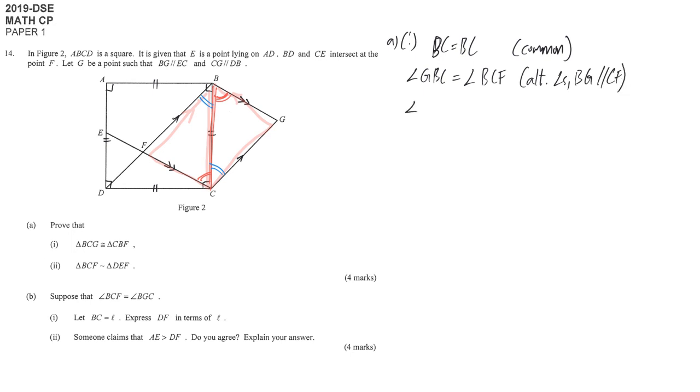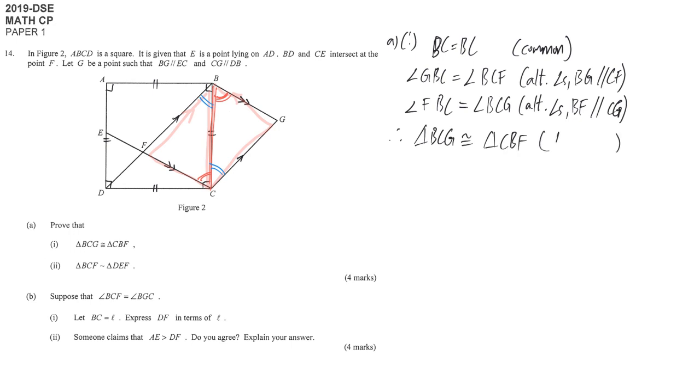And then we can also write down the blue angle now. Angle FBC is equal to angle BCG. The reason is the same, alternate angles. This time it is because BF is parallel to CG. That's why triangle BCG is congruent to triangle CBF. The reason is ASA. If you can prove that clearly like this, then you can get all 2 marks.